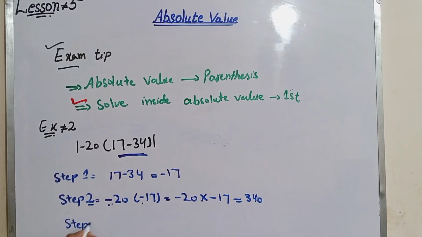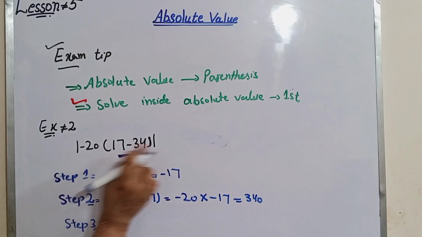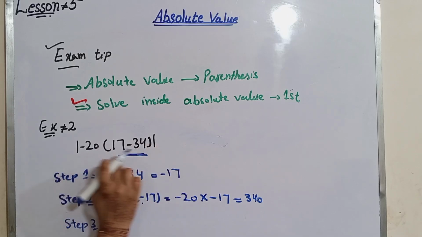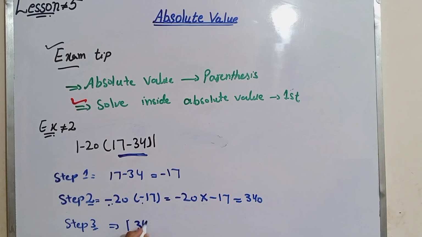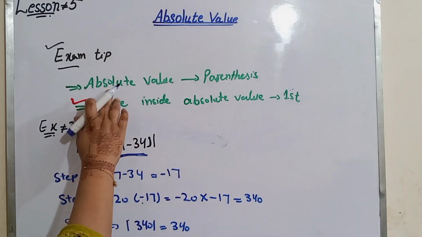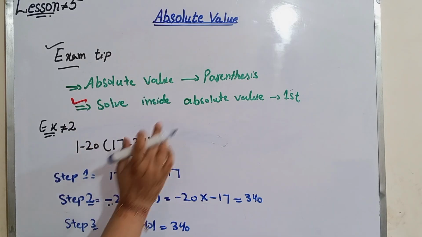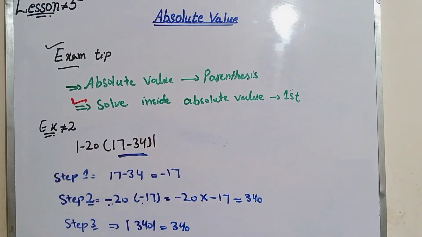Then in step 3, we take these parallel lines, because we completed the parentheses. First solve inside it, then 340 will become again 340. I again explain: a positive value remains the same and a negative value changes into a positive value. So absolute value acts like parentheses. Solve inside the absolute value first, just like this, and then you will solve the absolute value.